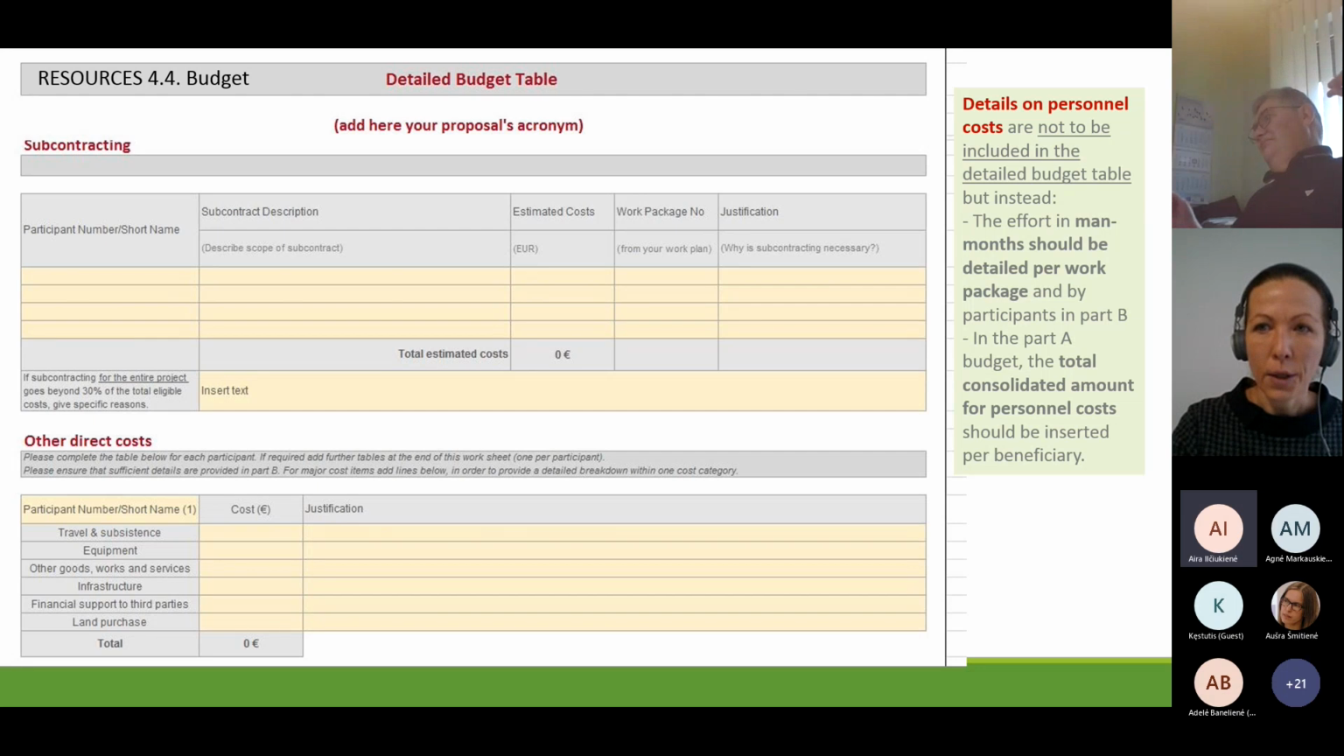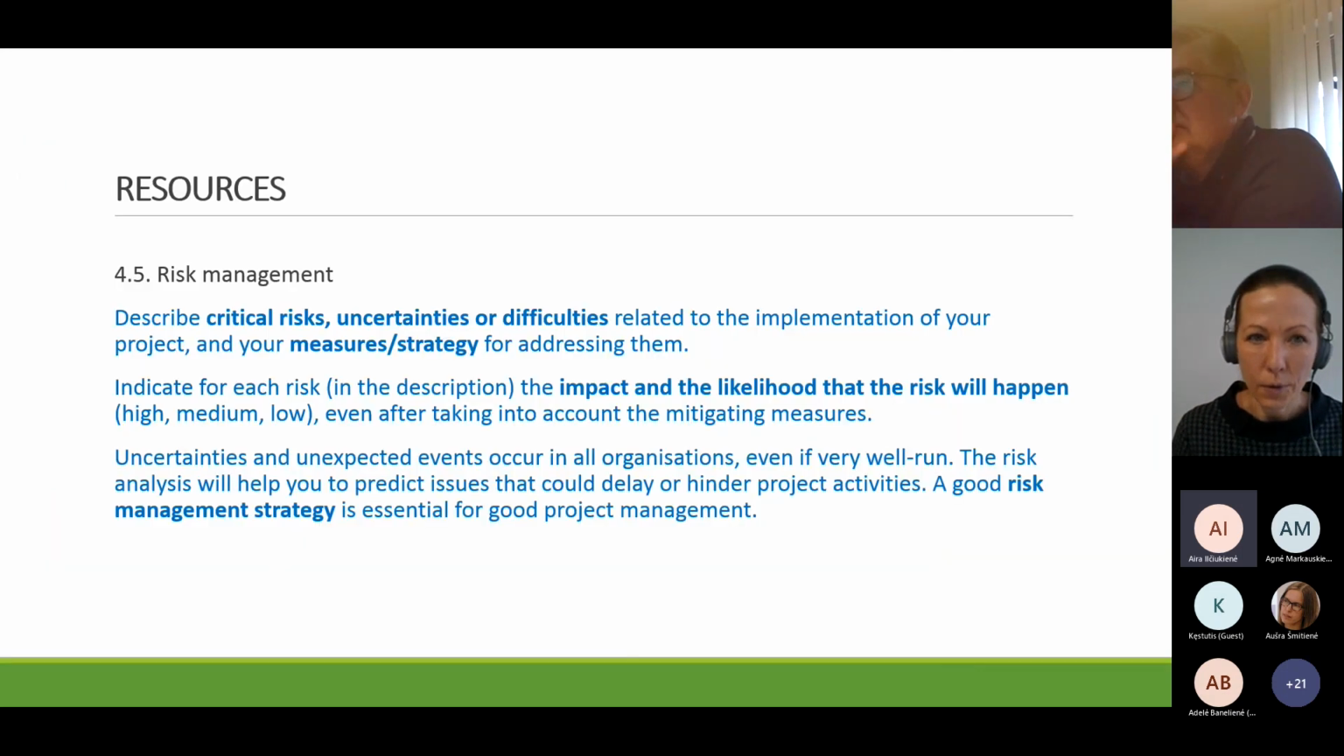So here we have already discussed that table we had. So resources 4.4 is just the budget table, reference to the budget table. You don't have to repeat it there. And then 4.5 is risk management, the usual risks description of the project. Don't forget to mention COVID pandemic is a risk, by the way. Probably want to get rid of that soon.